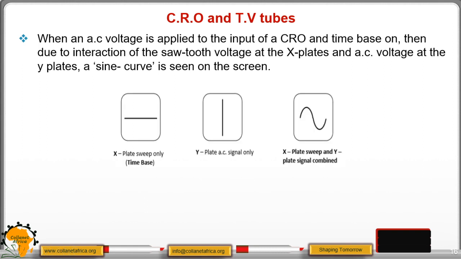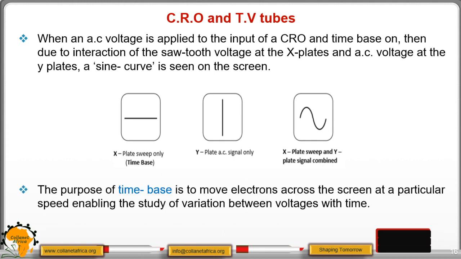In our first case here, this is when the time base is on. The time base is moving in a horizontal direction. Then the Y plate is on. It is moving vertically. Now when you combine the two, we form a sine curve. And this is what will be observed on our screen.